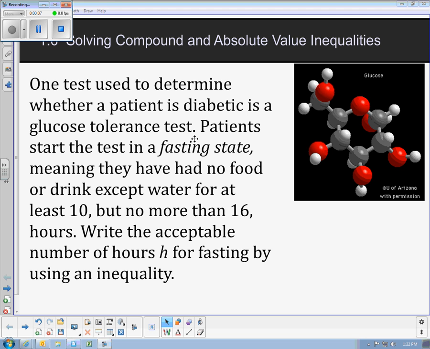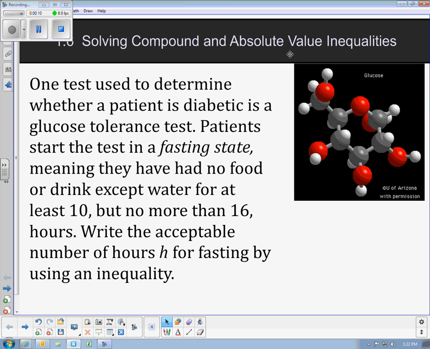Solving compound and absolute value inequalities. Compound inequalities and absolute value inequalities, which actually end up being compound inequalities.